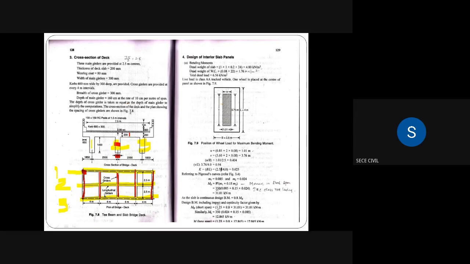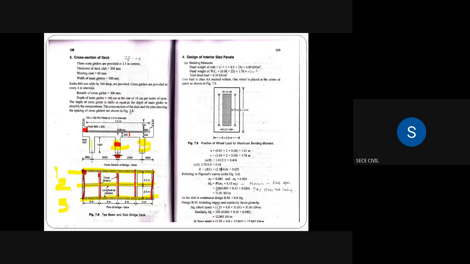Okay, so this thickness is 300 mm, and the curb is 600 mm wide and 300 mm deep. The height is 300 mm. Cross girders are provided at 4 meter intervals. The breadth of the cross girder is 300 mm, the cross girder width also 300 mm.